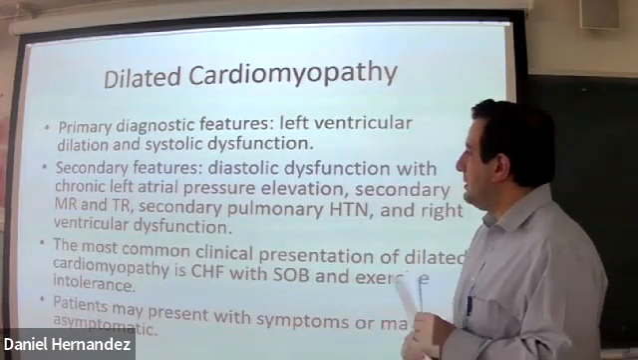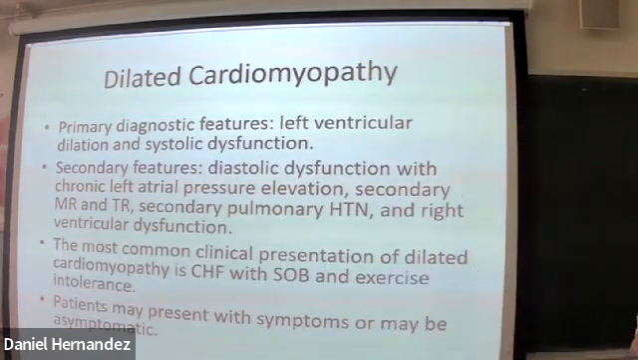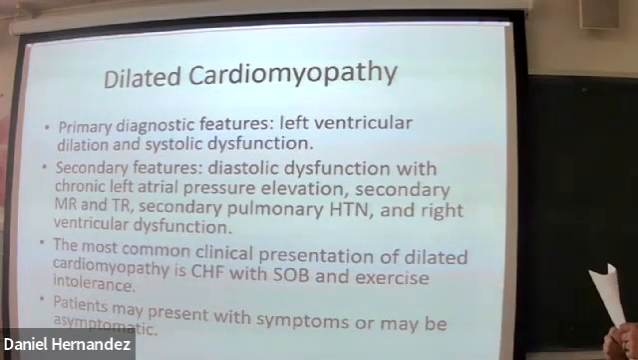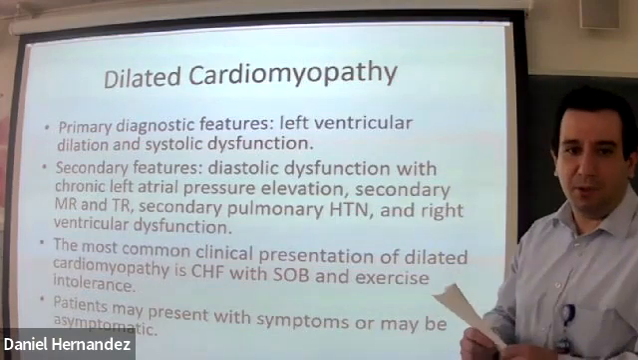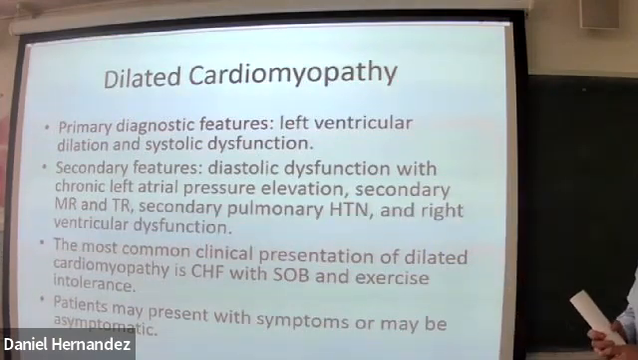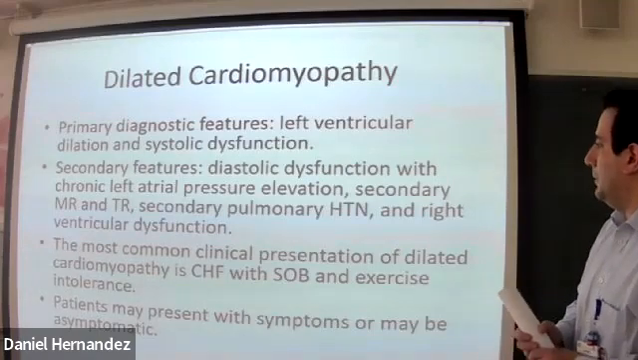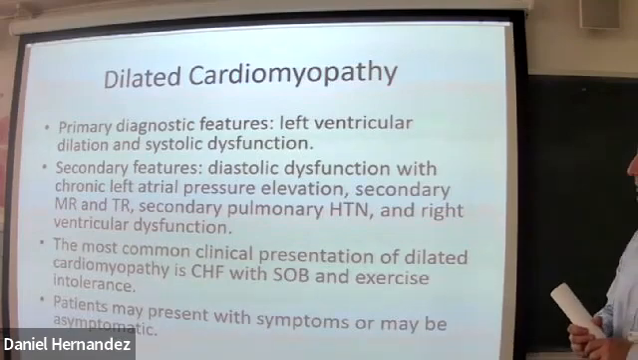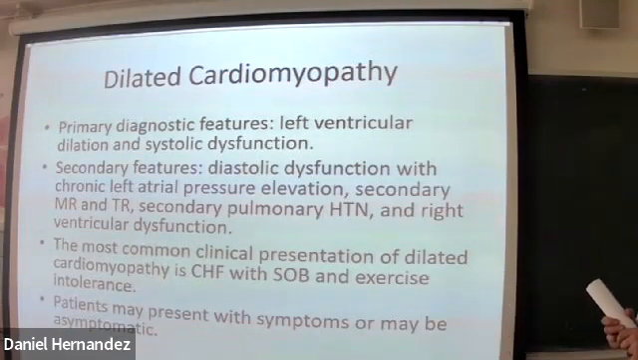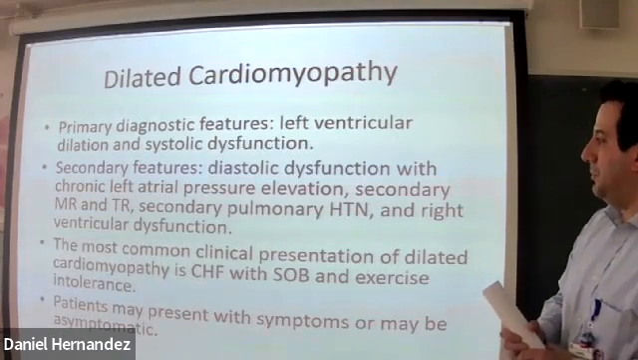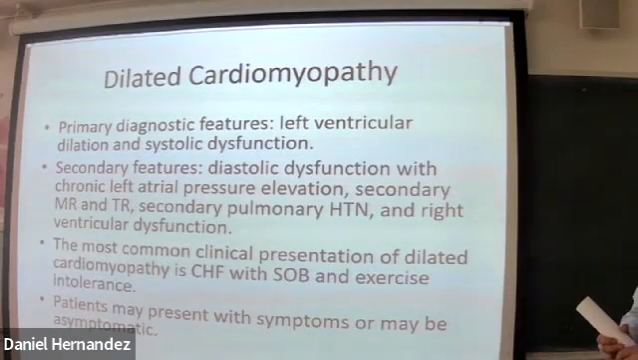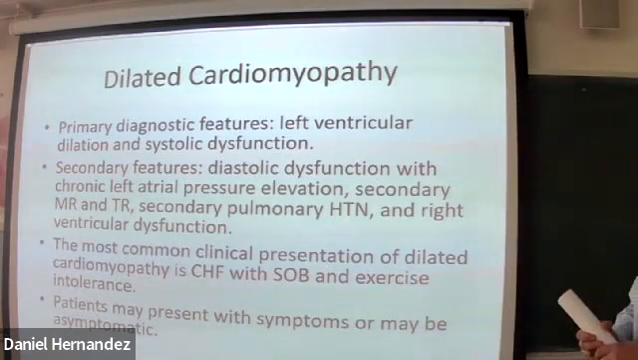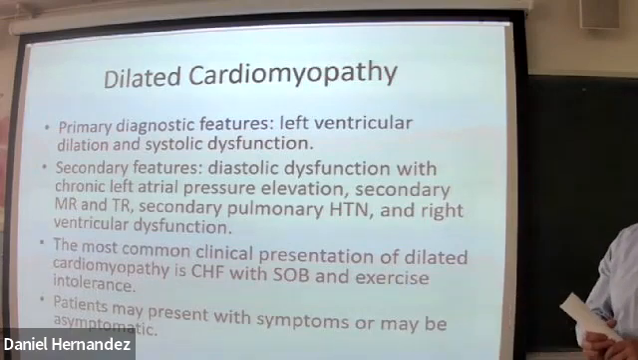These patients can also have secondary features common to dilated cardiomyopathy. Some of those are diastolic dysfunction, and we'll learn a little bit about what exactly diastolic dysfunction is. They'll have chronic elevated left atrial pressures, mitral regurg as well as tricuspid regurg, and secondary pulmonary hypertension as well as right ventricular dysfunction.